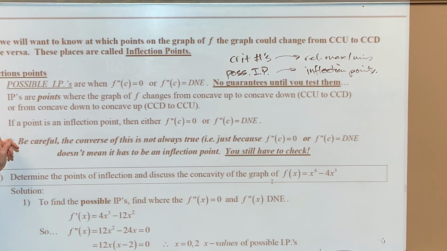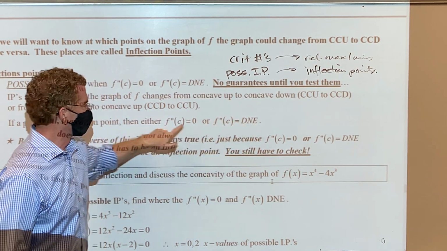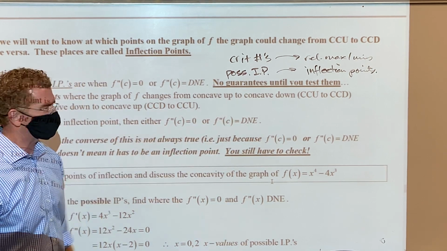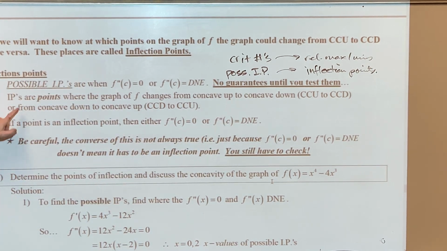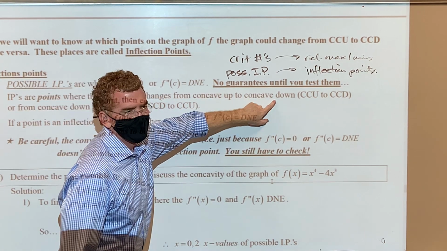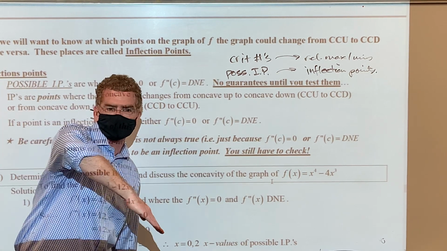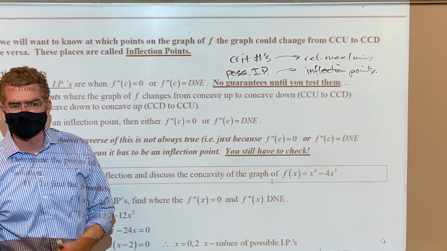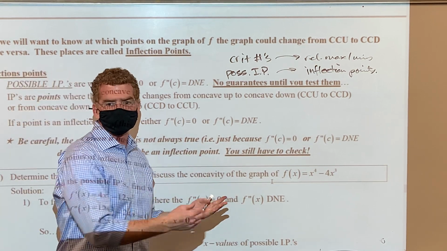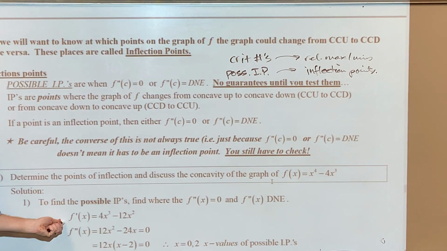So be careful. If it's an inflection point, this is definitely true. The second derivative is going to be 0 or undefined. But in order for this to be an inflection point, what does it say? You have to have a what? A change in your concavity. Just like you have to go from increasing to decreasing to have a relative max, you would have to go from concave up to concave down on your function to have an actual inflection point. And we're going to check those. You'll see right here, it's almost the same way we did increasing and decreasing.